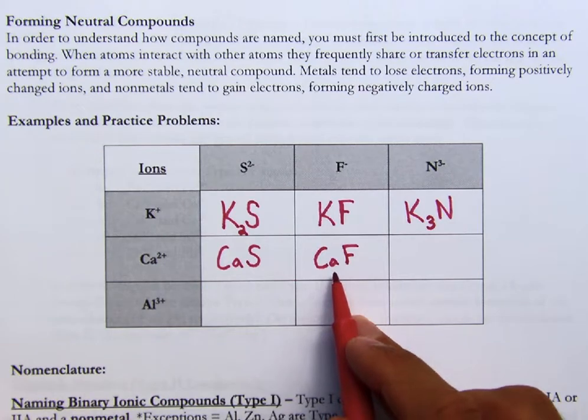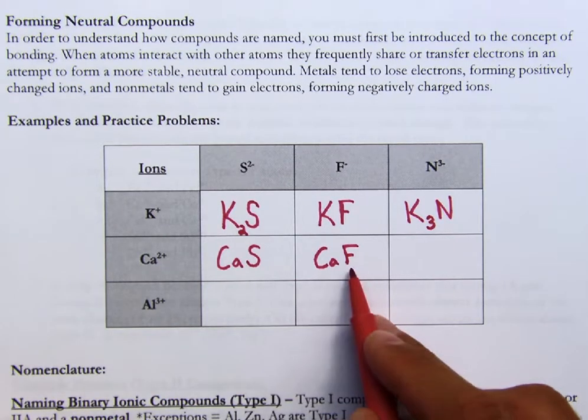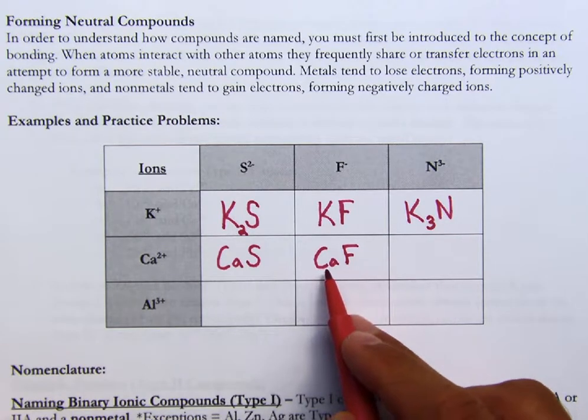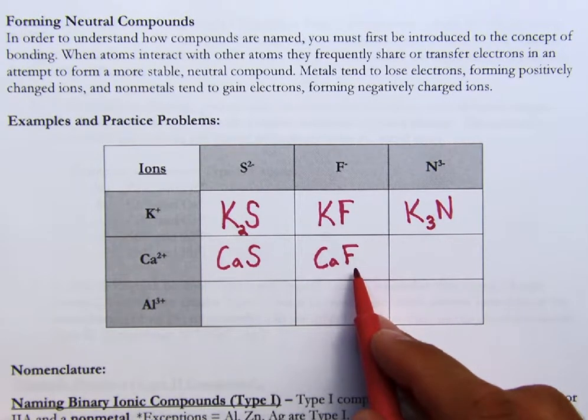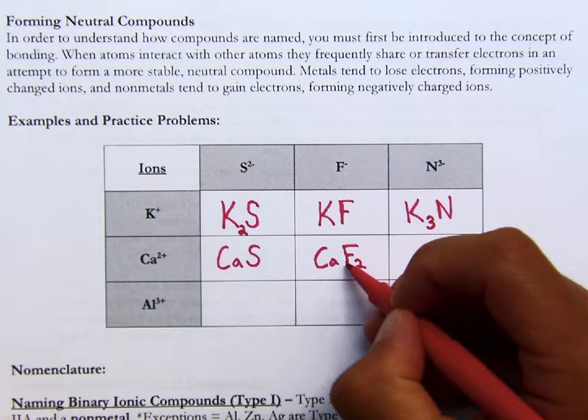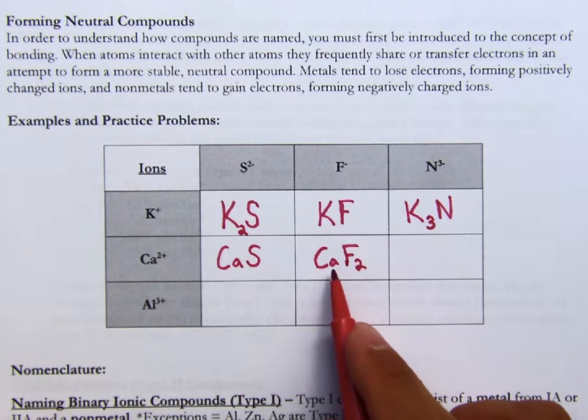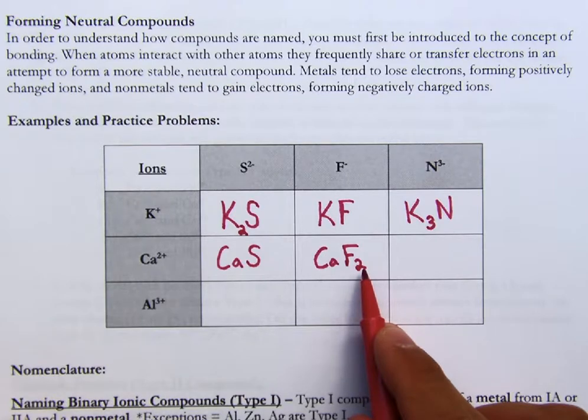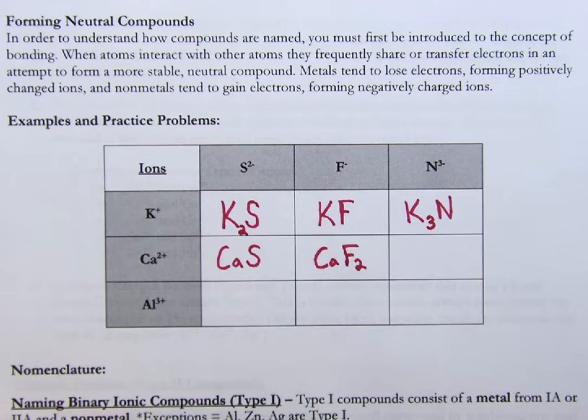Here we have Ca, and then we have F. Is that neutral? Calcium's +2. Fluoride is -1. +2, -1, that's not going to be neutral. You're going to need 2 fluoride ions. So you put a 2 here. +2, and then you have 2 fluorides, and each fluoride is -1, so that's -2. That is a neutral compound. This is the idea of forming a neutral compound.